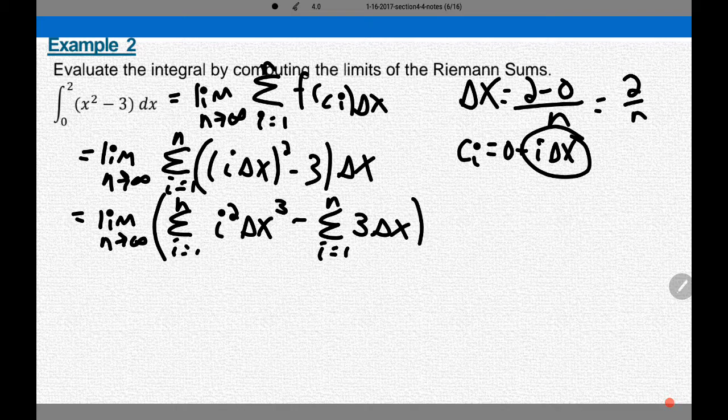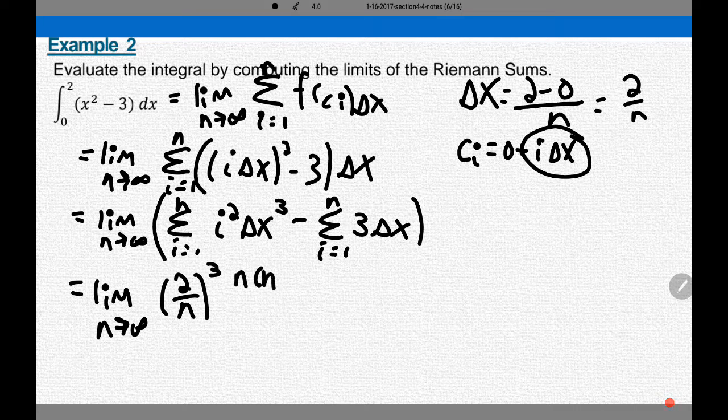And that's all in my limit. So since I've got that split up, we can simplify this down even more. Delta x cubed can come out of the summation, so I'm going to have 2 over n cubed. My summation formula for i squared would be n times n plus 1 times 2n plus 1 over 6.